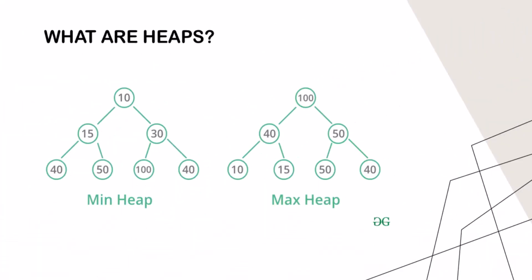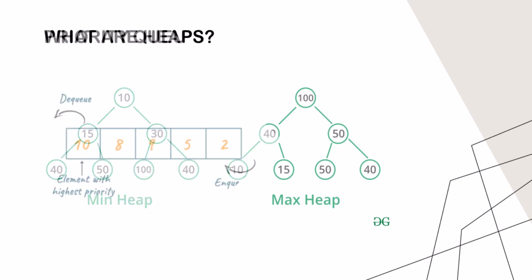A heap is a specialized binary tree-based data structure that satisfies the heap property. In a max heap, the parent node is always greater than or equal to its child nodes, whereas in a min-heap, the parent node is always less than or equal to its child nodes. Heaps are primarily used to implement priority queues and to efficiently manage the largest or smallest element in a set.